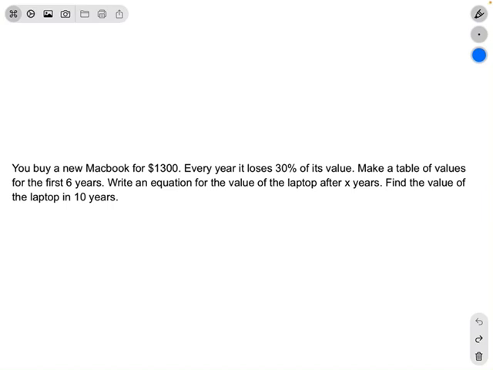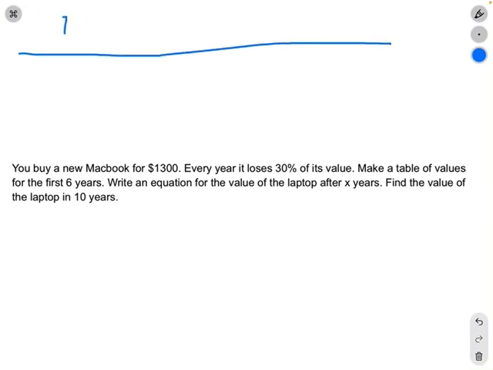We're going to say you buy a new MacBook for $1,300. Every year it loses 30% of its value. We want to make a table of values for the first 6 years, write an equation of the value of the laptop after x years, and then find the value of the laptop in 10 years. So we're going to make a table first. This is years, and this is the value of the MacBook. So when you buy it, which is year 0, this is $1,300.